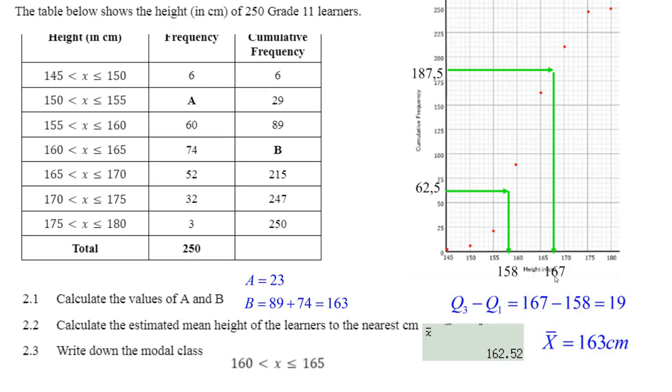And then you subtract those. That's the estimated quartile 3 minus the estimated quartile 1. And there is your interquartile range. That's how you do the estimate from the ogive curve. And there's question 2 all done.